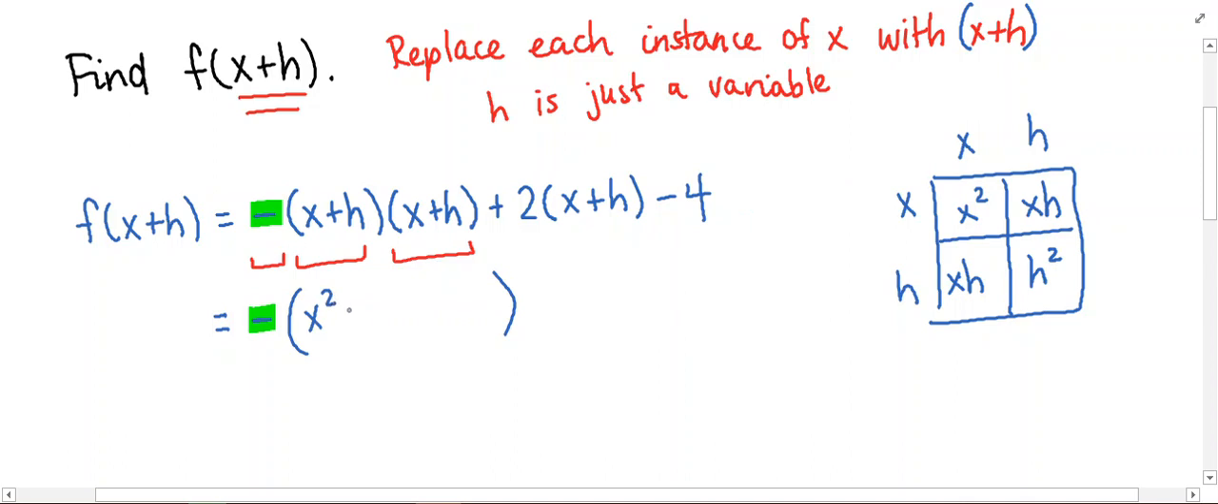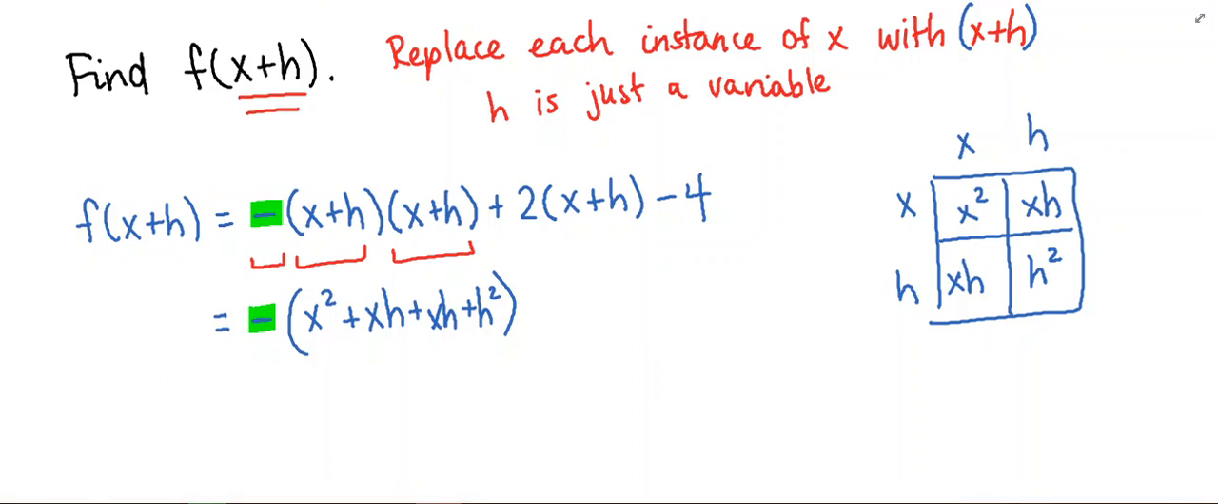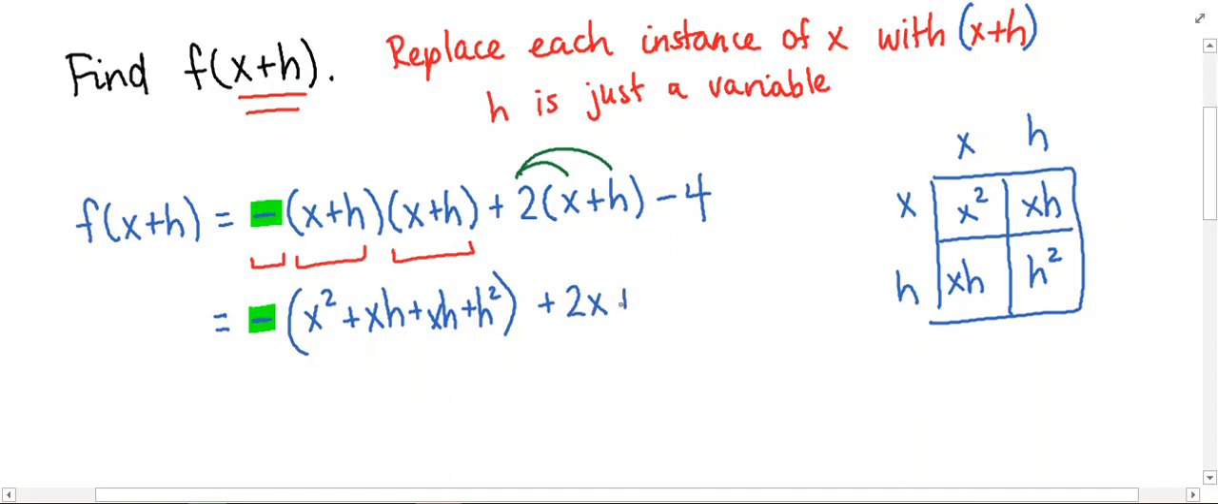Okay, so I'm going to write everything down. x squared plus x times h plus another x times h plus h squared. Okay, all of these guys are positive, so we're adding them all up. Then if we move on to the 2 times x plus h, we have a plus sign in the parentheses, so that means we need to distribute here. We're going to send the 2 through to both pieces. So this is going to be plus 2 times x plus 2 times h. And then lastly, tack on the minus 4.